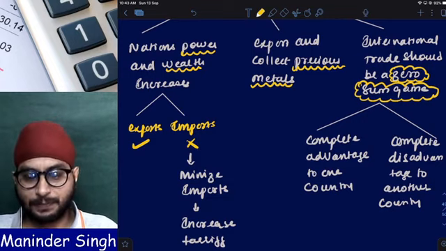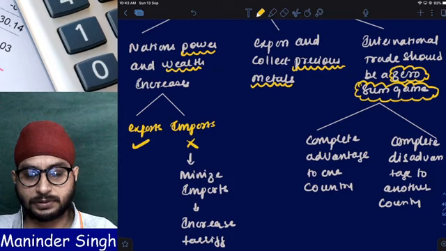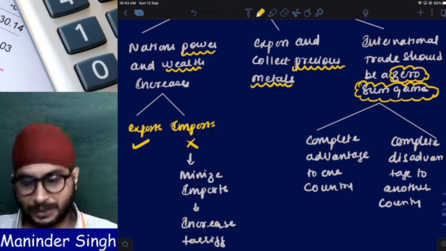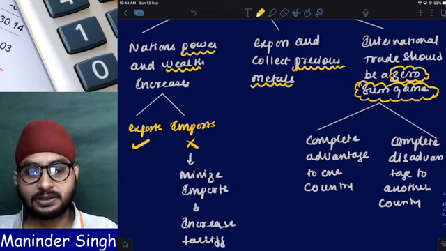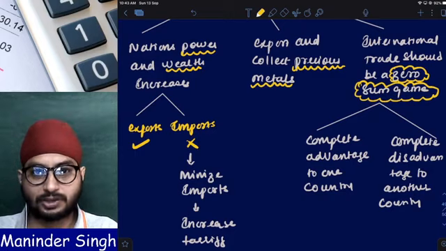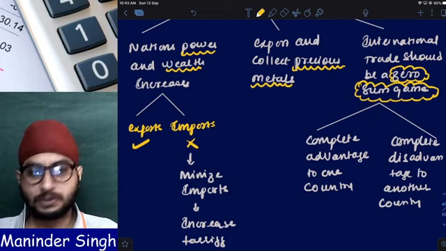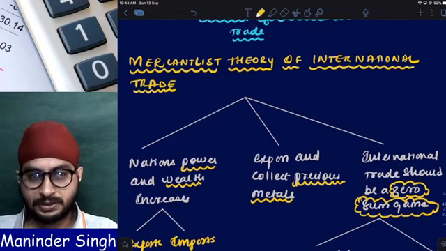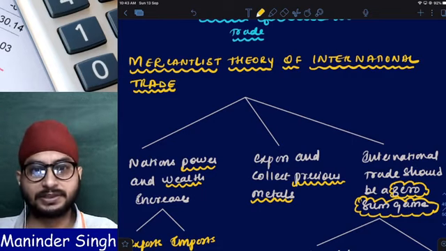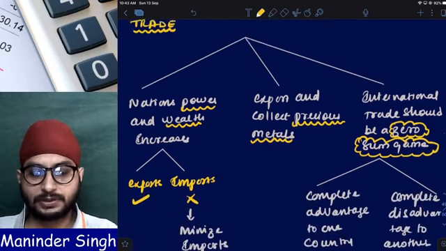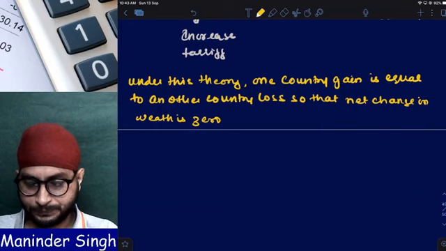Now tell me, is this type of situation practically possible or impossible? This is practically impossible. Since it is practically impossible, after the mercantilists, who told that this type of situation is not possible? Who said, I will give you a niche situation which will be an advantage? The disadvantage of mercantilist theory was covered by whom? Adam Smith. Clear? Adam Smith.